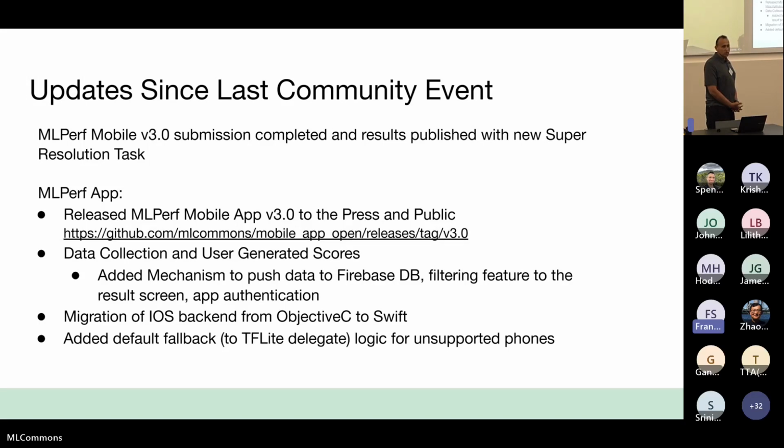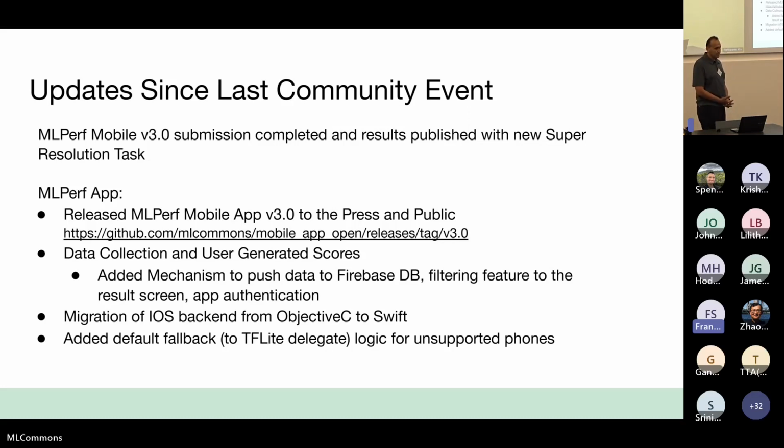We have been working on a website to upload the results from the app. We call it user-generated scores. So far, the results we have are just from the submission. So we're planning to get more results from users. We've been working on this for some time. So far, we only have a mechanism to push data to a Firebase database, a filtering feature on the results screen, and the app authentication. We have some concern about people changing the app and uploading the results. So we added a mechanism to make sure that the results are coming from the app actually built by MLCommons.